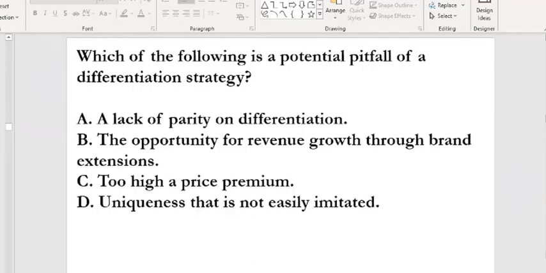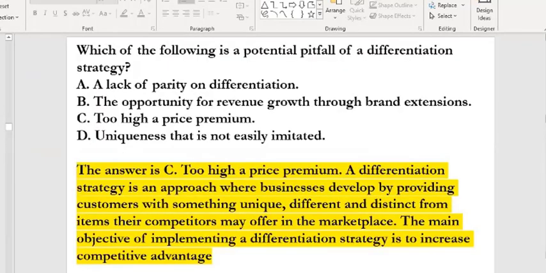Which of the following is a potential pitfall of a differentiation strategy? Let's see, differentiation strategy, I said, is where you decide that you're going to provide something unique. No one else has stuff like that. It's different, it's distinct, and all of that. So a good example is Apple. Apple, they've created their products in such a way like it has a differentiation strategy. No one can have an Apple phone like an Apple phone. No one can create a MacBook like a MacBook. You know what I mean?